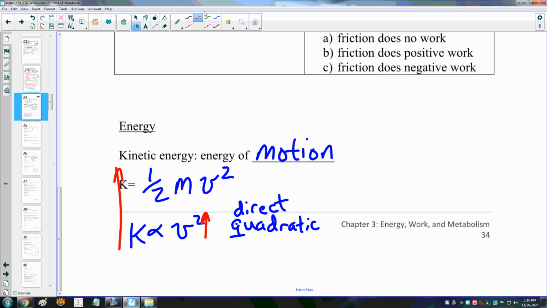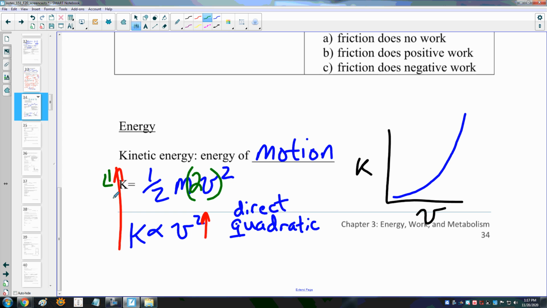So in fact, if I make a plot of k versus v, it's going to look like this. As v increases, k will increase, but it will increase more and more as v becomes bigger and bigger. So if you imagine here, what happens if I double v? Well, that means that the kinetic energy will quadruple. Or if I triple v, kinetic energy is increased by a factor of 9. Quadruple v, 16, on and on. So that is a direct quadratic relationship.